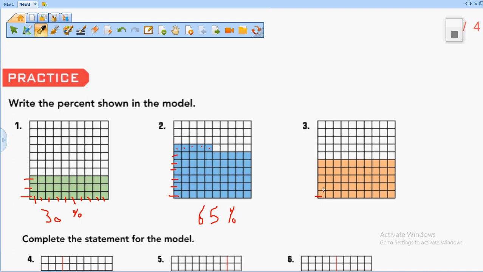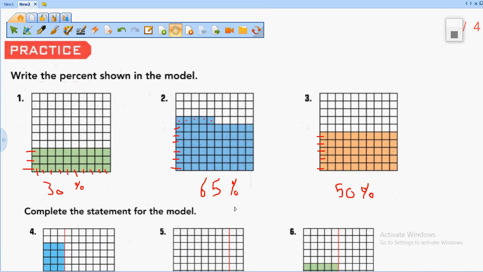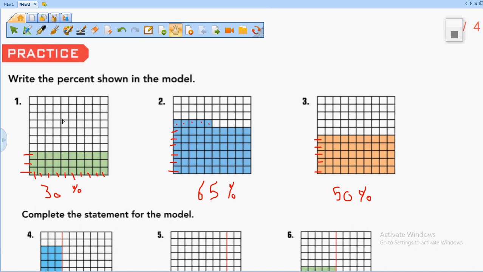Again count 1, 2, 3, 4, 5. That means 50%. 5 rows by 10 columns, it's 50, or you can count like 10, 20, 30, 40, 50. Okay? Here's the way to show these models using percent. We have to count the shaded parts and put the percent symbol.